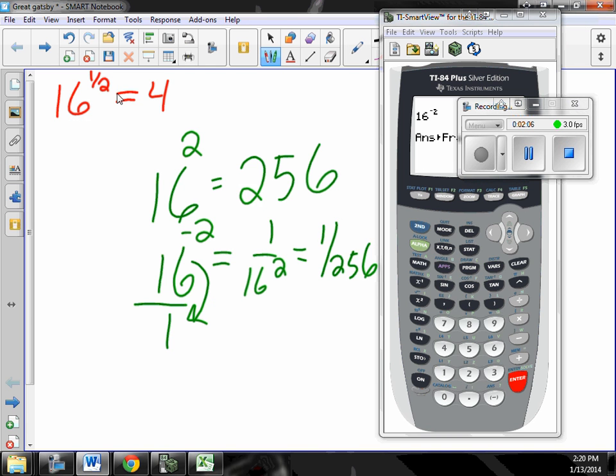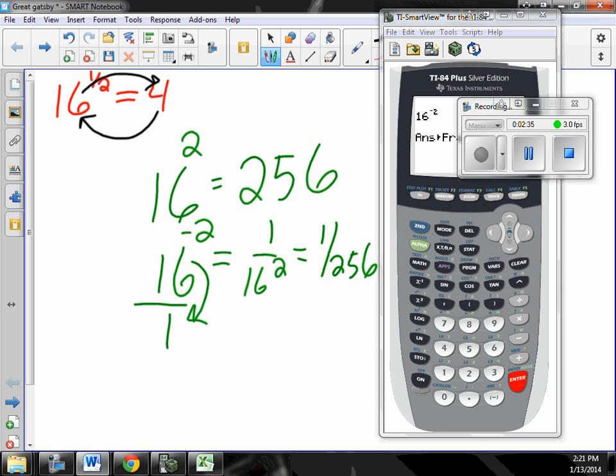So if you look at this, 4 to what power is 16? 2. So a squared in one direction is the same thing as a 1/2 power in the other direction. If I go from 16 to 4, that would be 1/2. If I go from 4 to 16, that would be squared. So they are inverses. Fractional exponents are the inverses of whole number exponents.